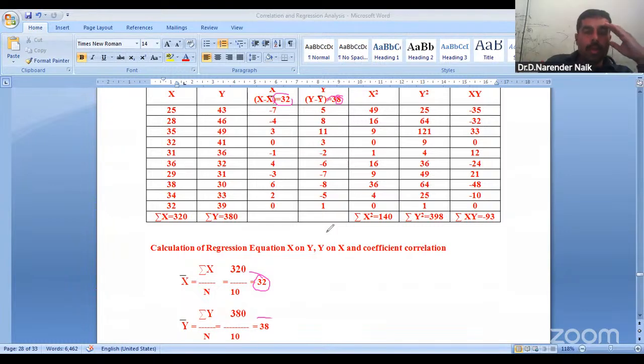Okay. So here with the 32: 25 minus 32 is minus 7, 28 minus 32 is minus 4, 35 minus 32 is 3. So in this way we have to identify the values. And y is equal to y minus y bar. So that is 38: 43 minus 38, 46 minus 38, 49 minus 38, 41 minus 38, 36 minus 38.